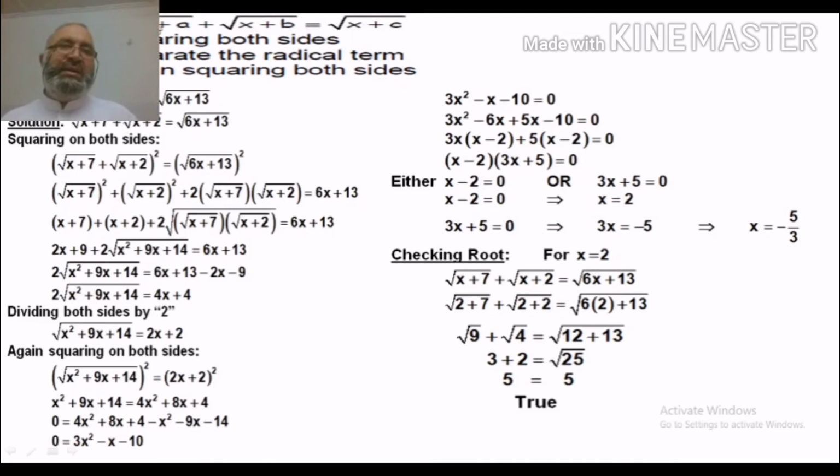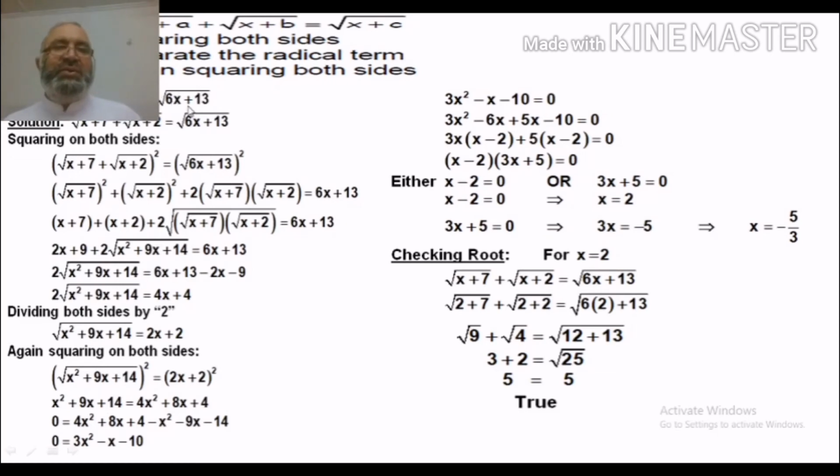So in such equations, to reduce them into quadratic form, there are three steps. Step 1, squaring both sides. Step 2, separate the radical term. Step 3, again squaring both sides. For example, part 5: √(x plus 7) plus √(x plus 2) is equal to √(6x plus 13). There are three radical signs and the terms are linear. So that is a type 2 equation.